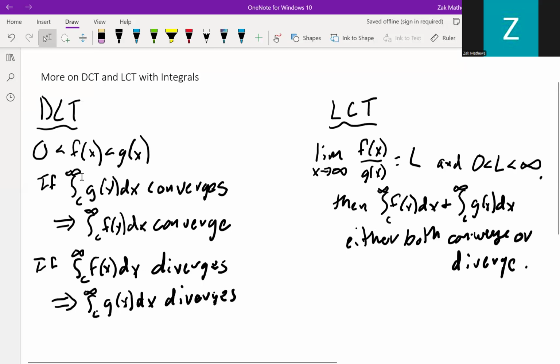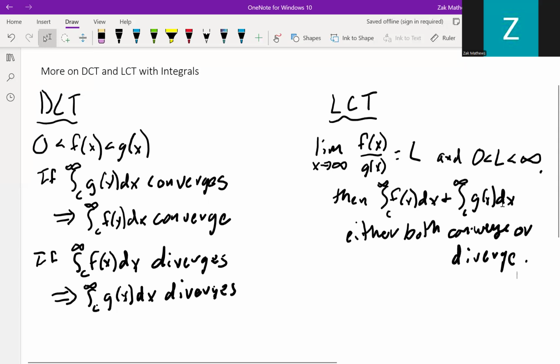A couple of things I want to point out. One, in both cases, we are looking at the integrals as we head to infinity. We do have to be headed to infinity. So this does not work. These comparison tests don't directly relate to when we have asymptotes, when we have undefined points within the interval. We also need to have some continuous space on these intervals. So we cannot have a disconnect between c and infinity. We have to have continuous functions f and g in these intervals.